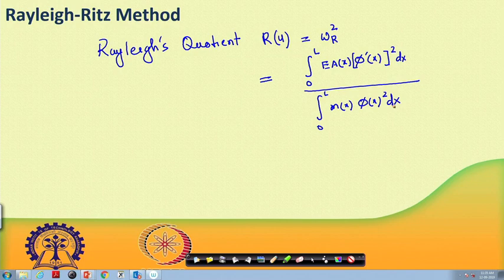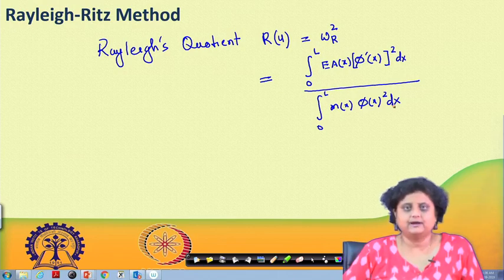Now, how are we going to use it? We are going to assume an approximate solution for the mode shape, a trial mode shape, and see for what trial mode shape the Rayleigh's quotient is minimum. That minimum value corresponds to the natural frequency of the system, and the trial mode shape giving the minimum value of the Rayleigh's quotient corresponds to the best approximated mode shape. What we do in the Rayleigh-Ritz method is a much more formal way of solving it.